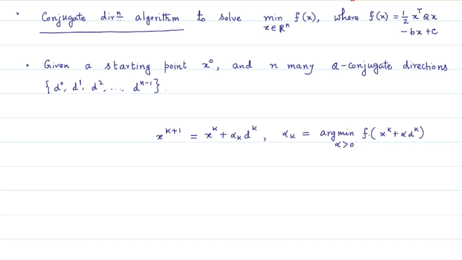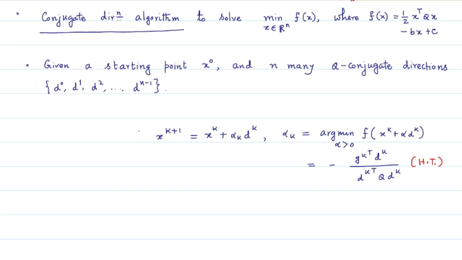And as this function f is a quadratic function, we know that the expression of alpha k is given by minus gk transpose dk divided by dk transpose Q dk. This is an easy exercise. You just try to find the explicit expression of f in terms of alpha and then take the derivative of this function with respect to alpha. You are going to get the expression of alpha k equal to this, that gives a minimum point of the function f along the direction dk. I am keeping this as a home task.